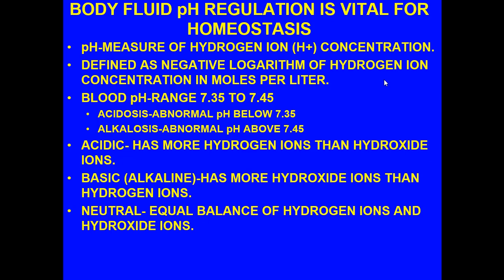Let's take a look at a real life situation here. Blood pH. Blood pH has a range of 7.35 to 7.45. Now, that's the normal range. If you go below 7.35, that is an abnormal pH, and you're referred to as being in acidosis. If you go above 7.45, that's an abnormal pH, and you're said to go into alkalosis. Okay?